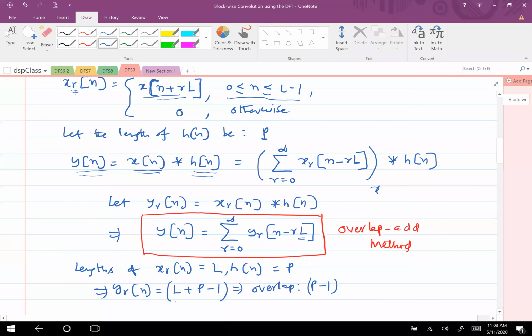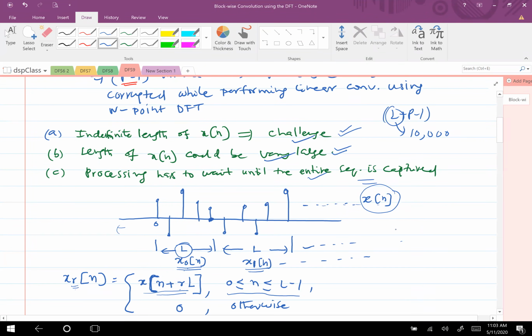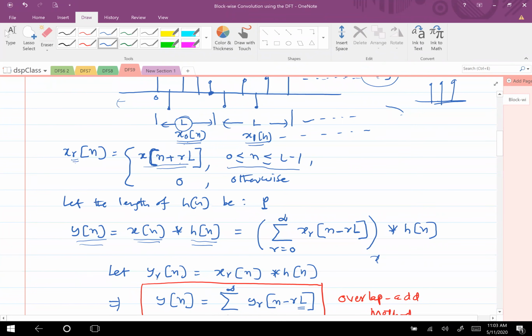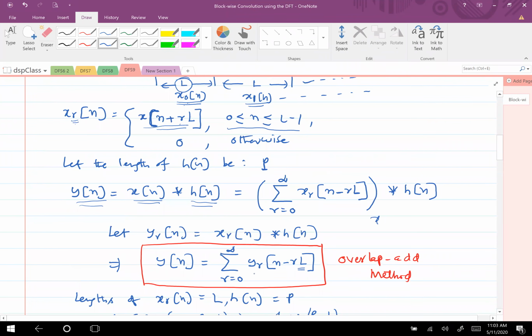So this is equivalent to individually going through each length L and convolving it with h of n, which gives y subscript r of n. If you are doing the convolution for x subscript 0 of n, that's y subscript 0 of n. For x subscript 1, you call it y1. Since this is a linear time invariant system, you get y of n by simply shifting each of them by the respective r values, a multiple of capital L.